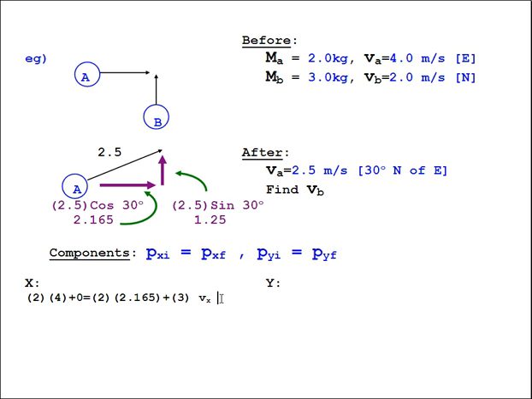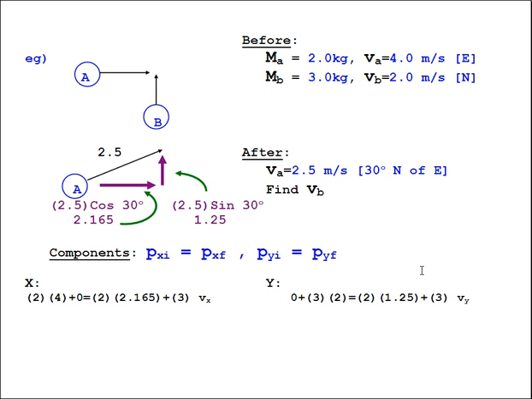Now, let's look in the y direction. In the y direction, there's this big 0 for ball A at the beginning because ball A has no y, no up and down velocity to it, so it has no up and down momentum there. Ball B certainly does have up and down momentum. Here's ball A afterwards with a little bit of up and down momentum. Again, I'm using that component of the velocity there. And then here's ball B doing the rest.